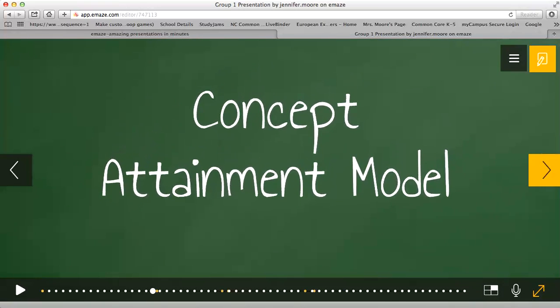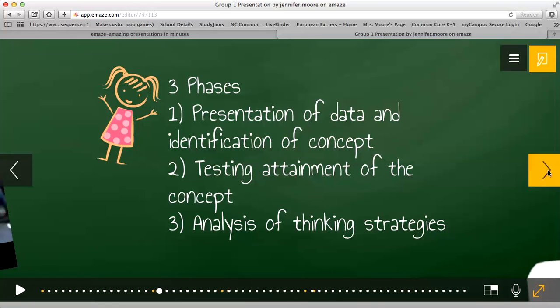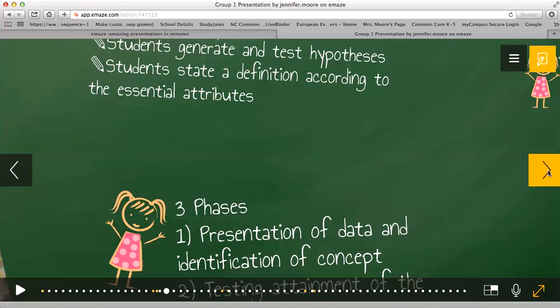The next model is the concept attainment model. There are 3 phases to this model. 1. Presentation of data and identification of concept. 2. Testing attainment of the concept. And 3. Analysis of thinking strategies.